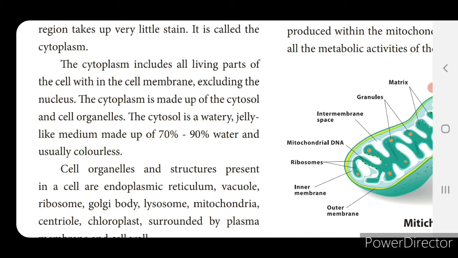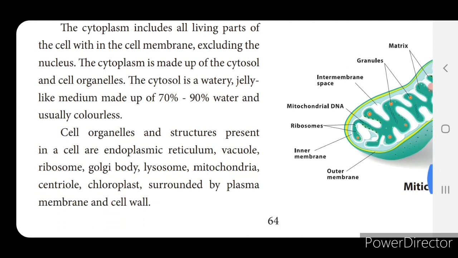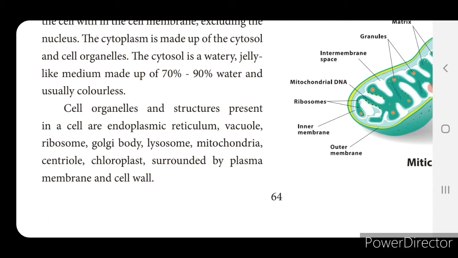The cell organelles and structures present in a cell are endoplasmic reticulum, vacuole, ribosome, Golgi body, lysosome, mitochondria, centriole, chloroplast, surrounded by plasma membrane and cell wall. Chloroplast will be present only in the plant cell. The other things are present in both animal cell and plant cell.